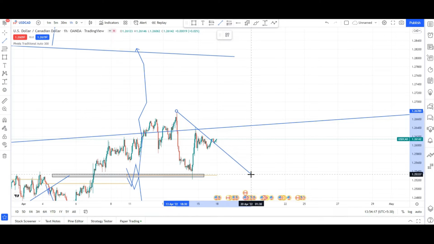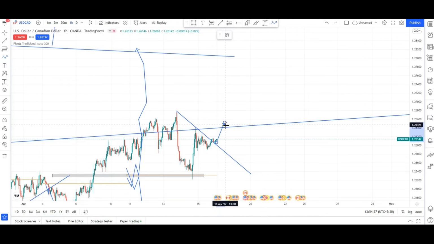Okay guys, right now it's broken and taking support. Okay guys, this is the ideal thing. Otherwise, if you don't want to enter somewhere here, don't want to take risk, then you can go for here somewhere. Okay guys, your first target somewhere here only, guys, your second target, your third target. Okay guys, these are the 3 targets.